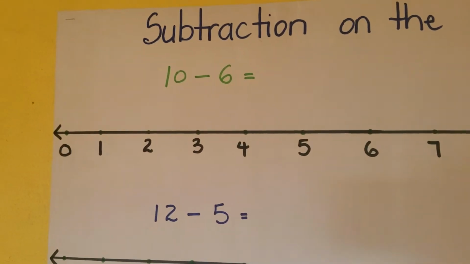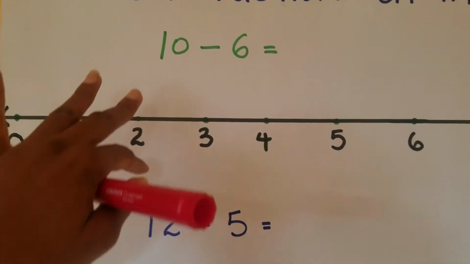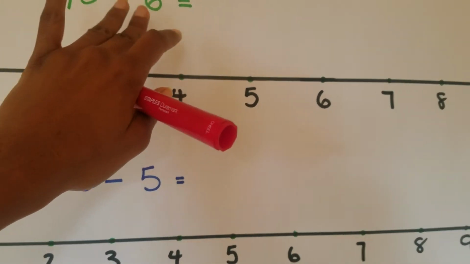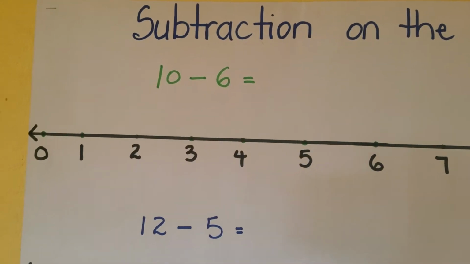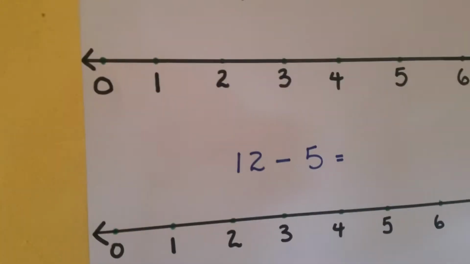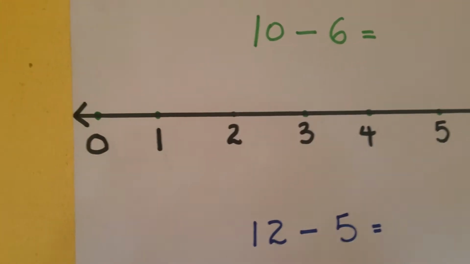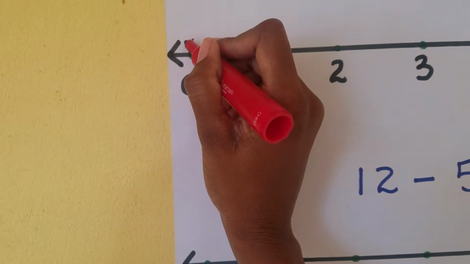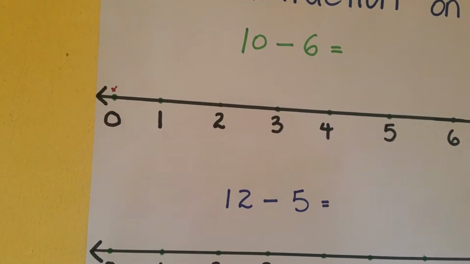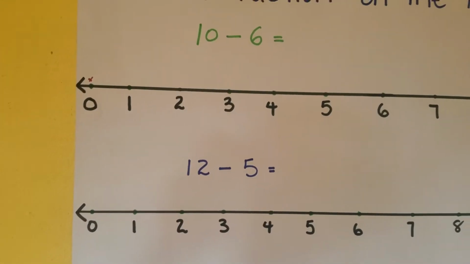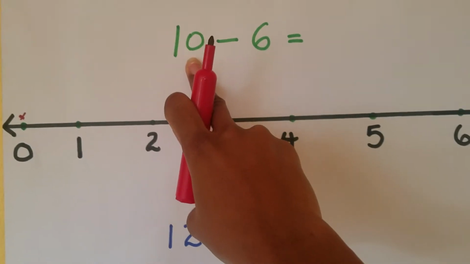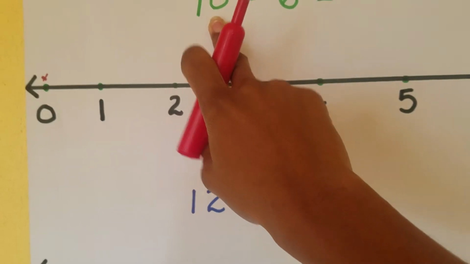So my first number sentence says 10 minus 6, or 10 take away 6, right? Now remember that when we're using our number line, our starting point is always at 0. So this is where we always start from. We always start at 0. Now when we start at 0, make our little mark. Our first number in our number sentence is 10.